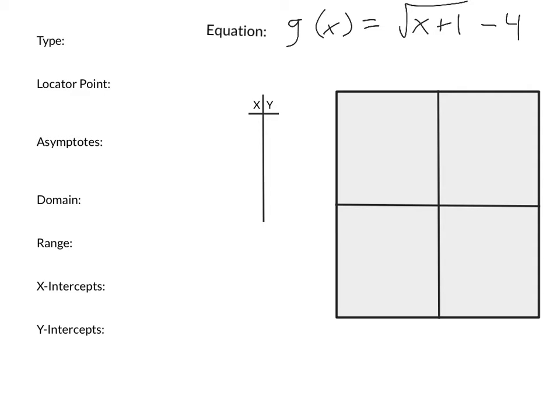So our equation is g of x equals the square root of x plus 1 minus 4. And we are asked to graph it and find a couple of things like the type, locator point, etc. Okay, so starting with the type.